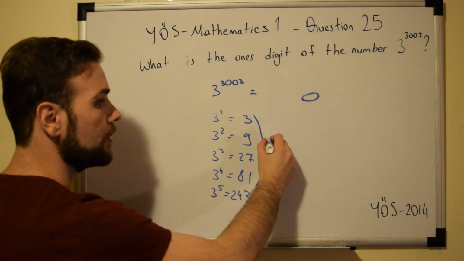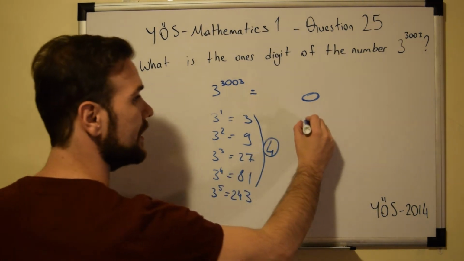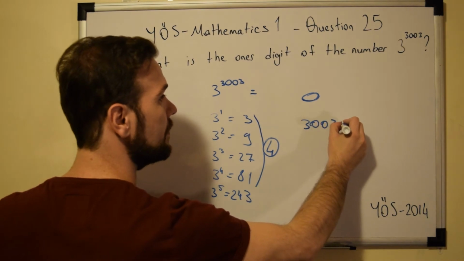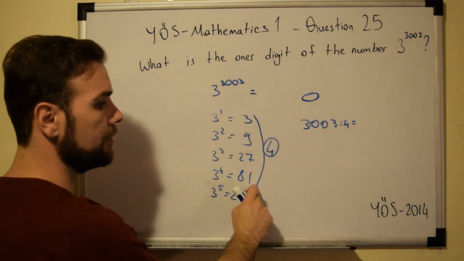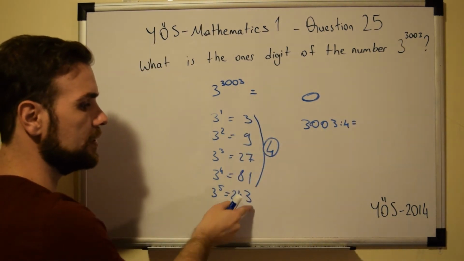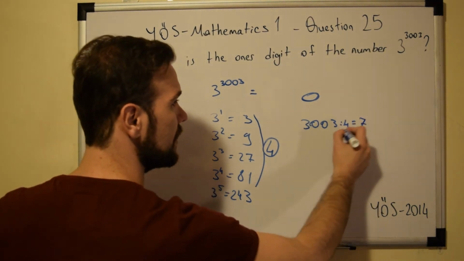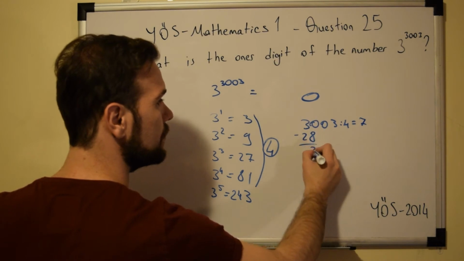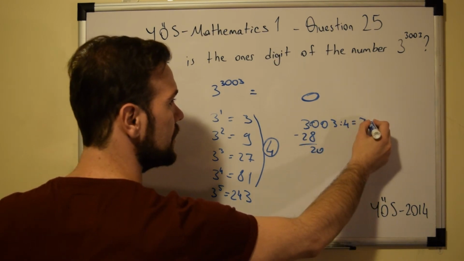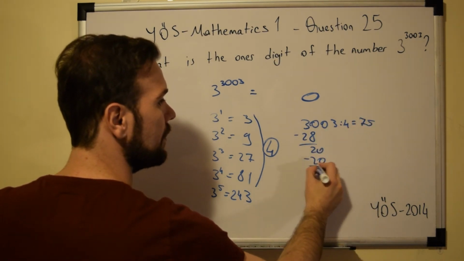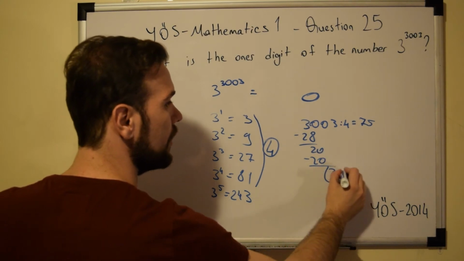Now knowing this, what I have to do is take this 3003 and divide it by 4, because every four exponents the units start to repeat itself. So what do we have here? 7 times 4 is 28. We have 30 divided by 4 is 7, so we have here the remainder of 3.